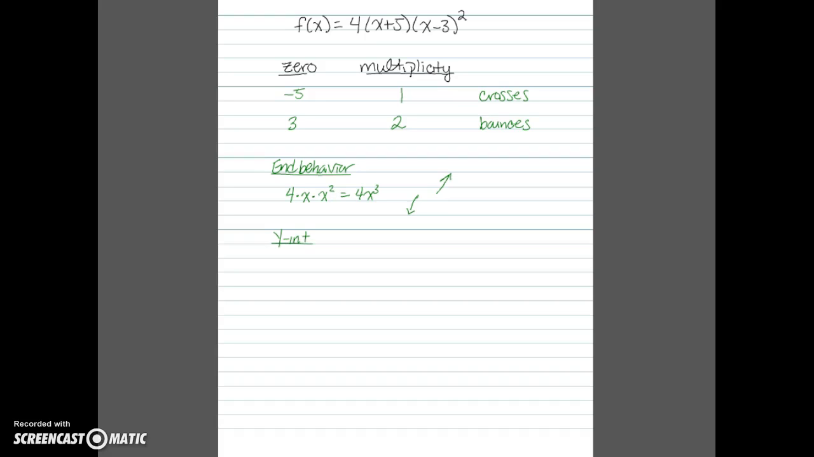To find the y-intercept, we want to find f of 0, which means we're just setting x equal to 0. So everywhere I see x, I'll plug in 0 and then just simplify, which means I'm multiplying 4 times 5 times negative 3 squared. And when I do that, this is just 20 times 9, which is 180. So I have a y-intercept which has coordinates (0, 180).